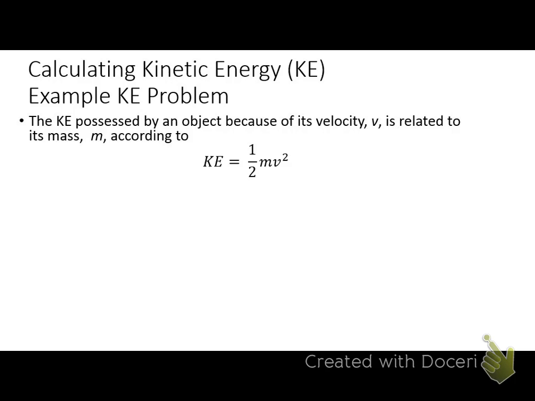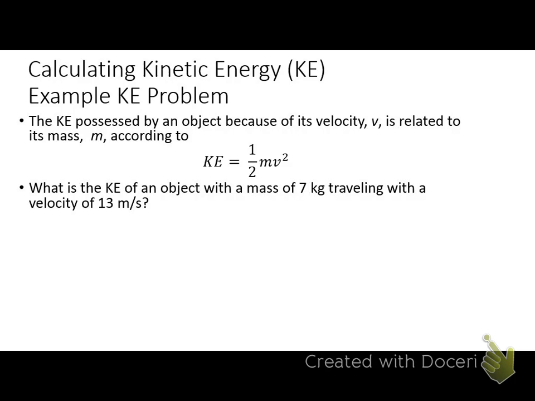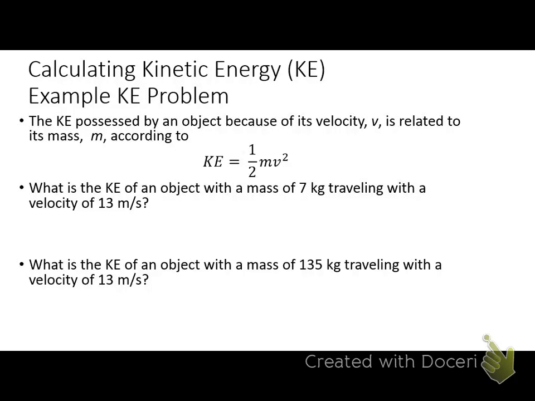So here we go. Let's do a problem. Let's see what that looks like. Plugging into KE is equal to 1/2 mv squared. You guys are doing pretty good showing your work. Keep up that good work. 1/2 times the mass, which is 135 kilograms, times the velocity, which is 13 meters per second, and that's all squared.